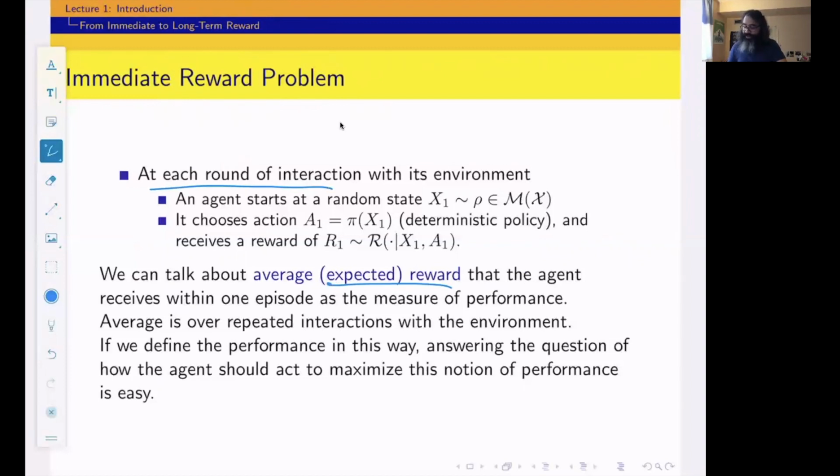Okay, so if we define the performance in this way, answering the question of how the agent should act in order to maximize this notion of performance is easy.